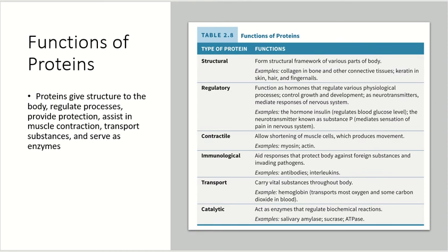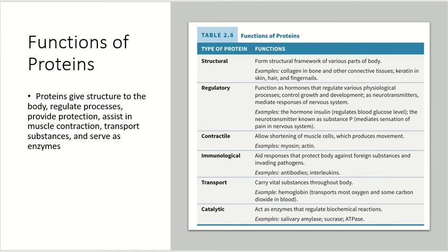So structurally, proteins are going to form the structural framework for various parts of the body. That makes sense. We need proteins to build muscles, basically. As far as regulatory function, proteins can also function as hormones that help to regulate various physiological processes in the body. This can be anything from control of growth and development to neurotransmitters in the nervous system, and hormones like insulin. All of these are proteins. So proteins have a huge regulatory role in the body.